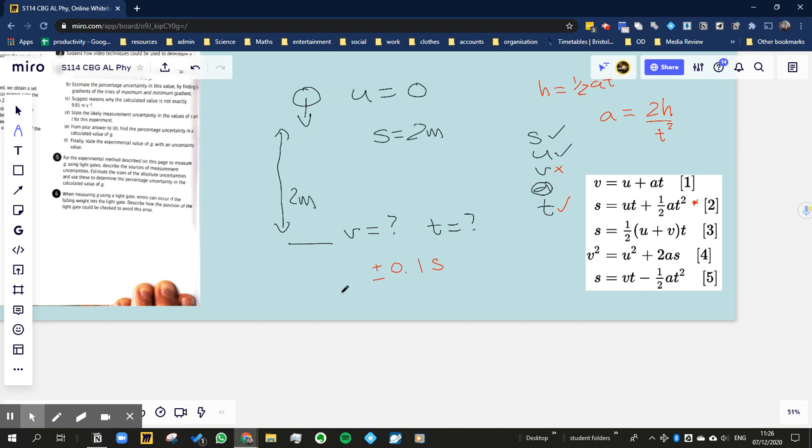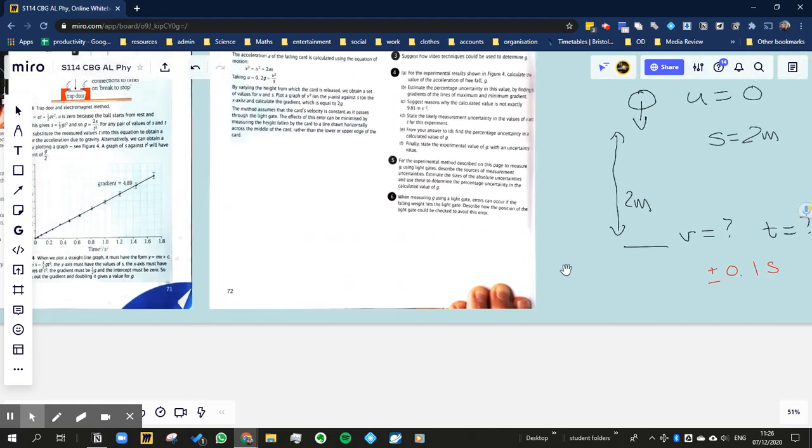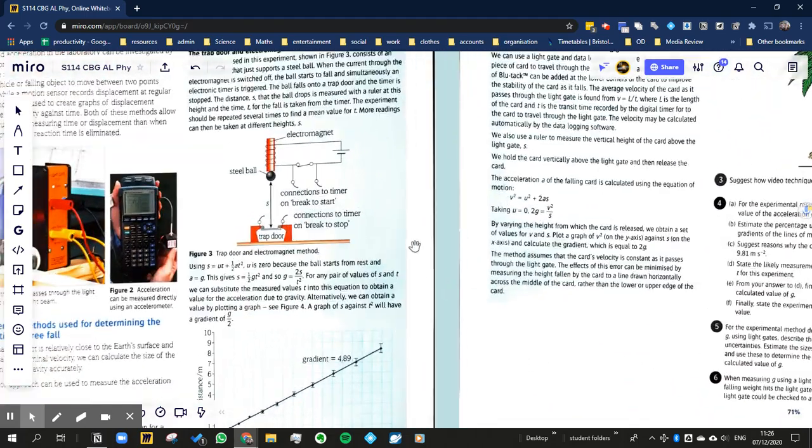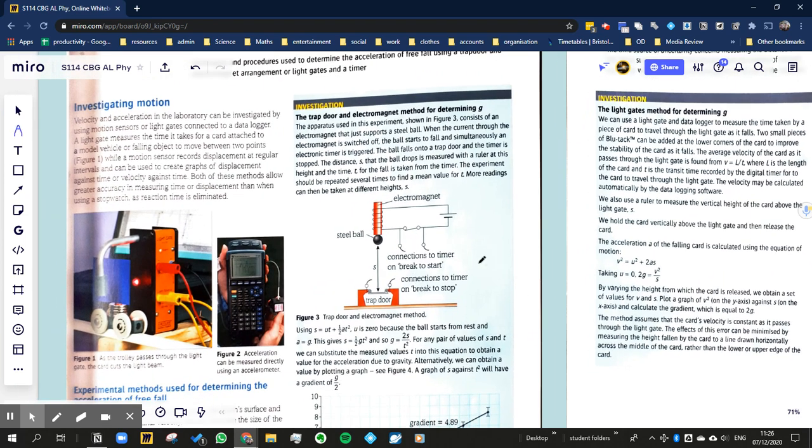So I'm going to have a massive error margin, and I could reduce that error margin by taking lots and lots of measurements and then getting an average. But there are better ways of doing it. So there is equipment to do that, and so let's have a look at this equipment. What you do then is you've got this very clever circuit here where the electromagnet is holding the steel ball up in the air.